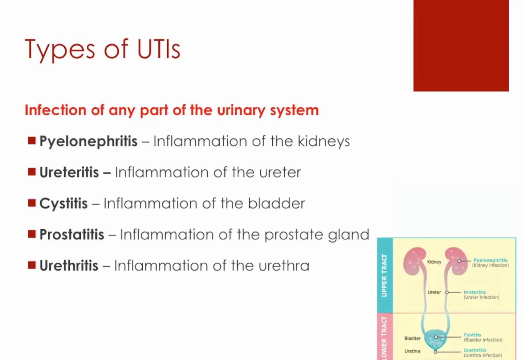So if you have inflammation of the kidneys, we use the term pyelonephritis, which of course means a kidney infection. If you've got inflammation of the ureter, these tube-like structures, this is called ureteritis. If you've got inflammation of the bladder, it's called cystitis. If you've got inflammation of the prostate gland, for males, it's called prostatitis. And if you've got inflammation of the urethra, it's called urethritis.